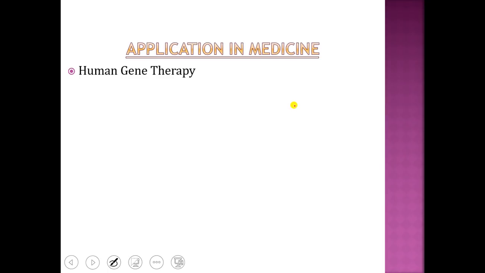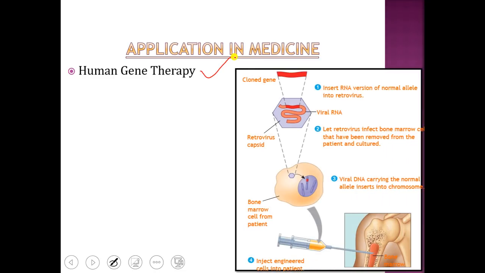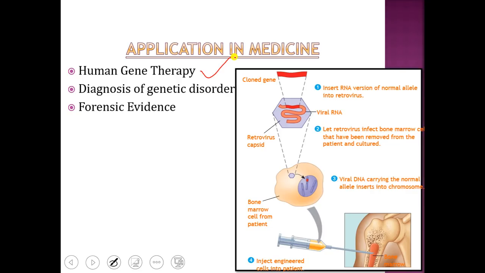If we talk about its application in medicine, in human gene therapy, we can treat inherited diseases or inborn errors by correcting the gene mutation. We will see the complete human gene therapy in our next video, but it's one of the most important techniques to treat inherited diseases. It's helpful for the diagnosis of genetic disorders and certain forensic evidence. So it has a very wide role in the field of medicine.